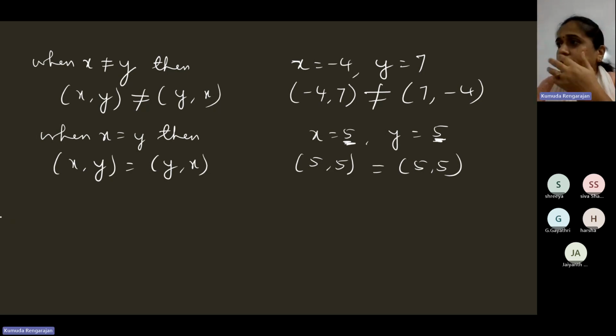Now I'm just passing so that you think about this. Got it? When x is not equal to y, then (x, y) is not equal to (y, x). But when x is equal to y, (x, y) is equal to (y, x).